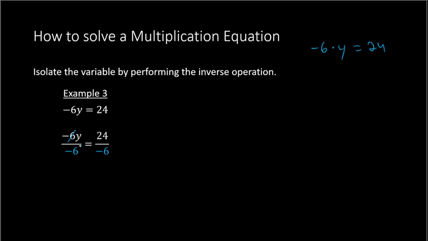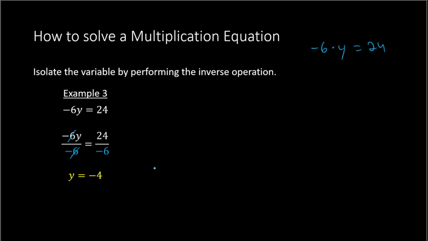When you do that on the left side, the negative 6's will cancel out. You're left with the y on the left side, and then 24 divided by negative 6, assuming you know how to multiply and divide with negative numbers, that would equal a negative 4. So our solution is negative 4.